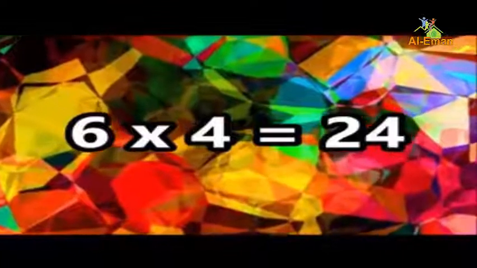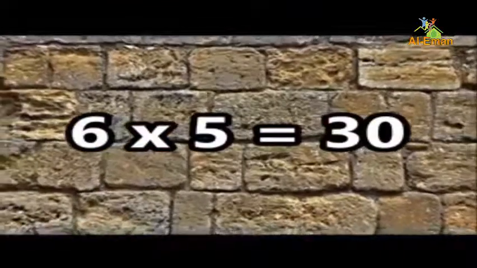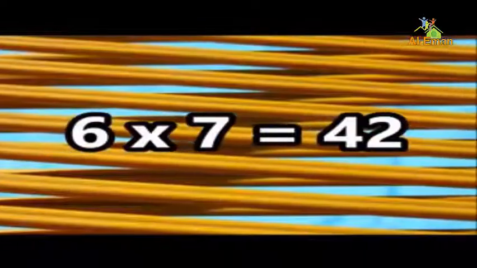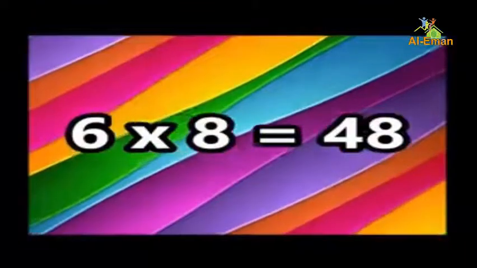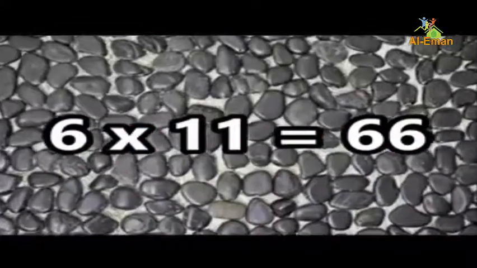6 times 4 is 24. 6 times 5 is 30. 6 times 6 is 36. 6 times 7 is 42. And 6 times 8 is 48. 6 times 9 is 54. And 6 times 10 is 60. 6 times 11 is 66. And 6 times 12 is 72.